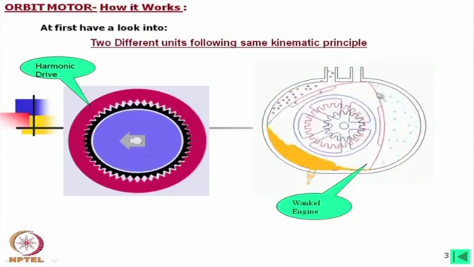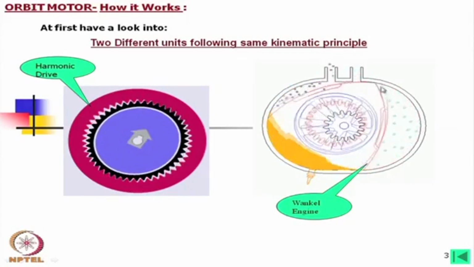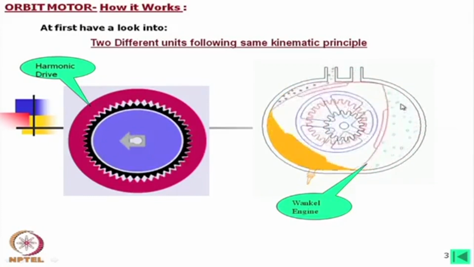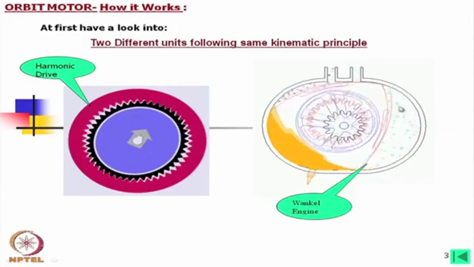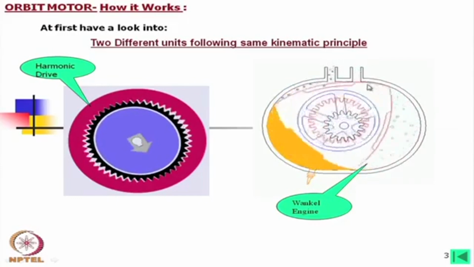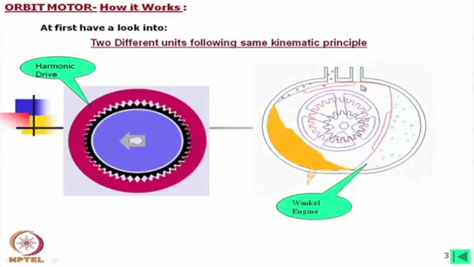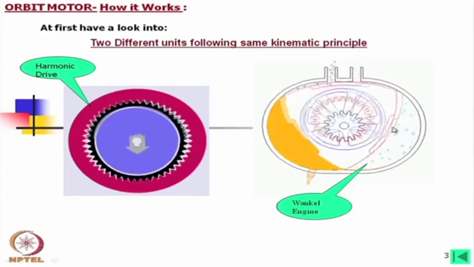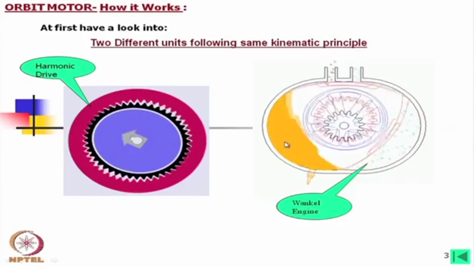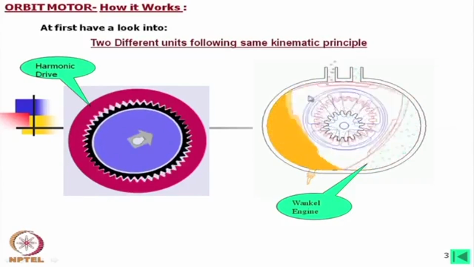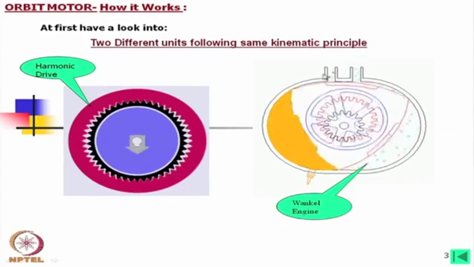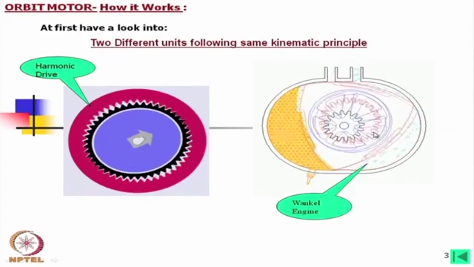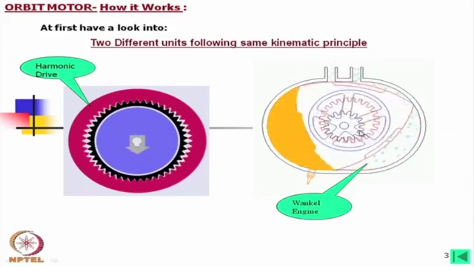But what we find is that this space is increasing and decreasing, it is in expanding and compression mode, and you can imagine that in one chamber the fuel is being injected, then there is the ignition and then the combustion, and it is going out. In that way the Wankel engine motion is available.